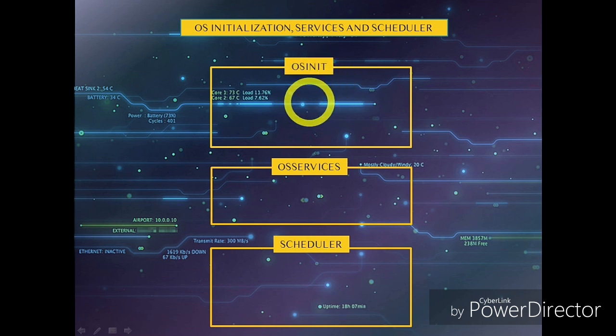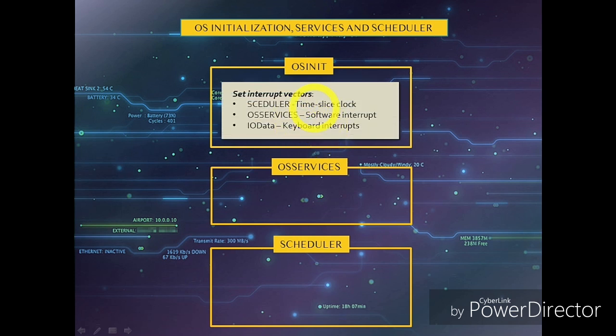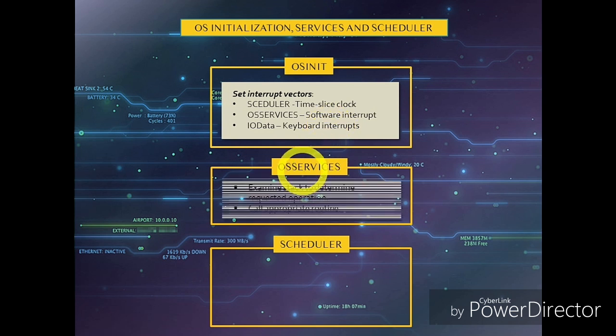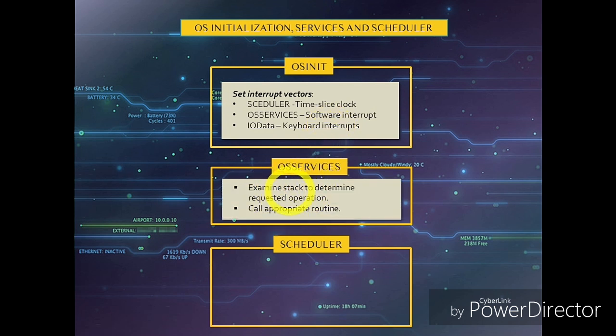OS initialization, services, and scheduler. These describe the routines needed to implement some of the essential functions in a multitasking environment. At the time the operating system is started, the initialization routine is executed. It sets interrupt vectors, the scheduler for the time slice clock, OS services for software interrupts, and I/O data for keyboard interrupts. OS services is a routine which examines the stack to determine the requested operation. It also calls the appropriate routine.